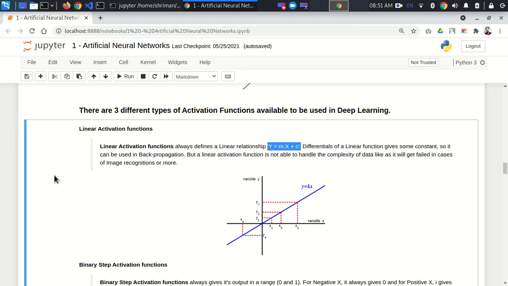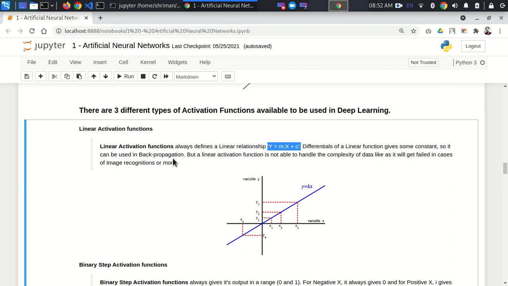Yeah, so whenever you calculate the differential of this equation, at any point of time it is going to give you m, where m is a scalar or constant value. The c term gives 0, x gives 1, and then m into 1, so dy upon dx will equal m, right? So the differential of a linear activation function gives a constant, so it can be used in back propagation, there is no problem, we can use it.